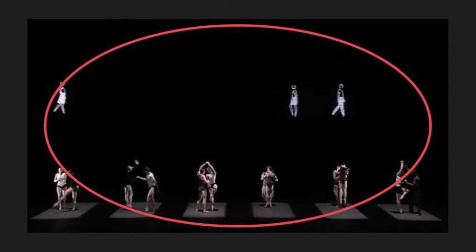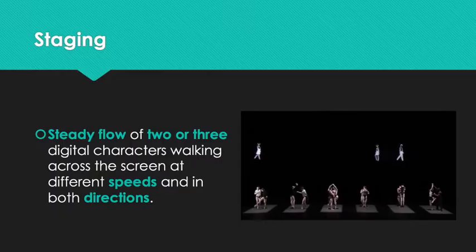Using the image, I want you to label and describe the set, staging, and performance environment. Remember to think about the type, the location, the colours, the shape, and the backdrop of the performance space. You have 3 minutes. Section 4 is performed on an empty stage, and there is a steady flow of 2 or 3 digital characters walking across the screen at different speeds and in both directions.